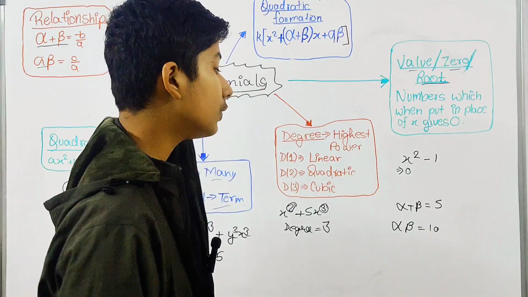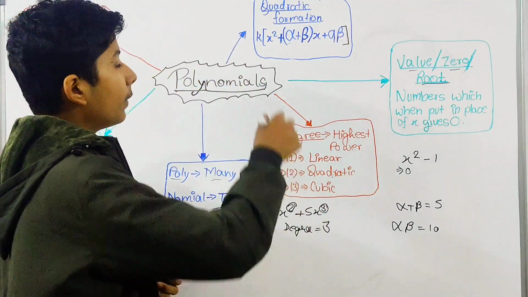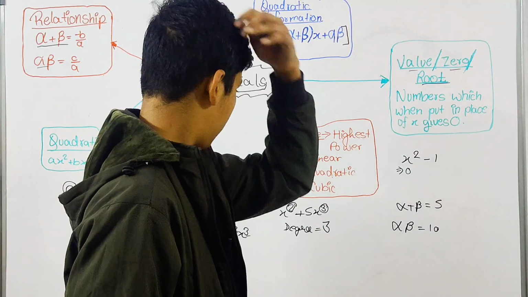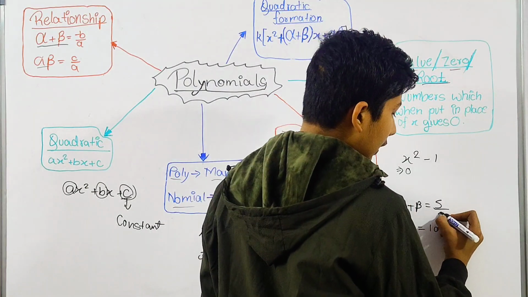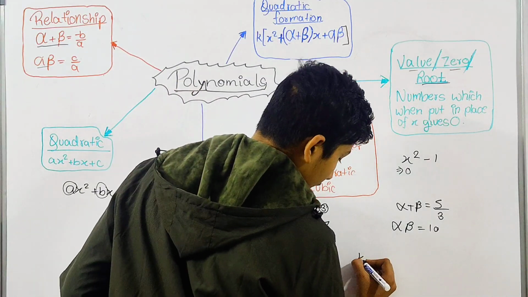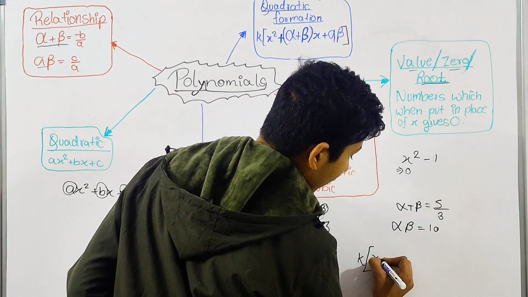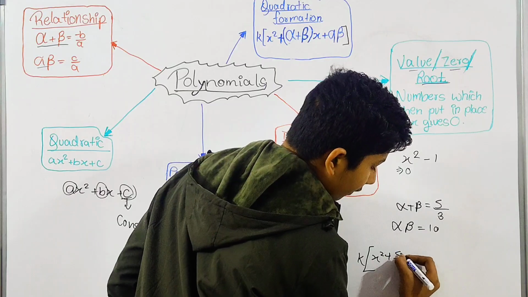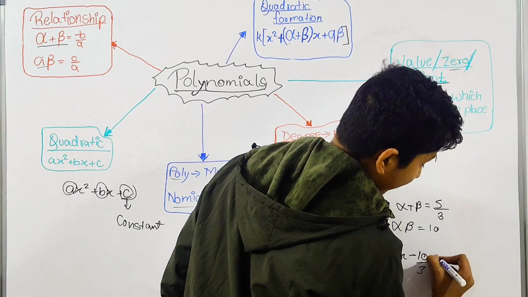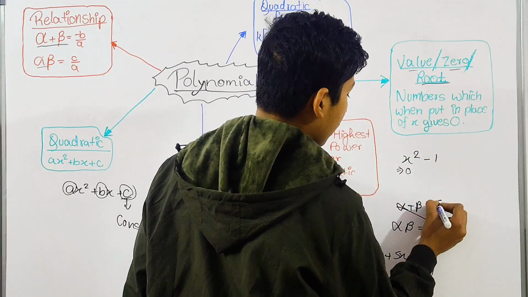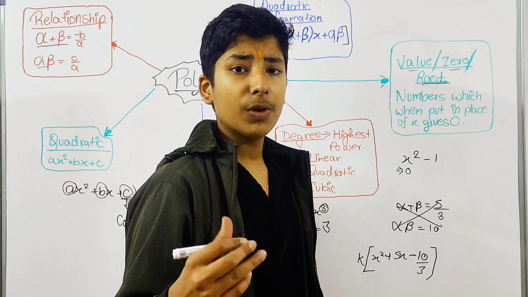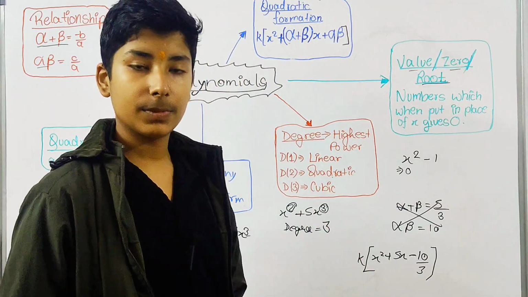Okay, so now what you will do, we will put the value over here, and then for example it is the value which is 5 upon 3. Now your polynomial is k into x square plus 5x minus 10 upon 3. For example, this is not related to this, but for example it has been given. So now what is the value of k over here?